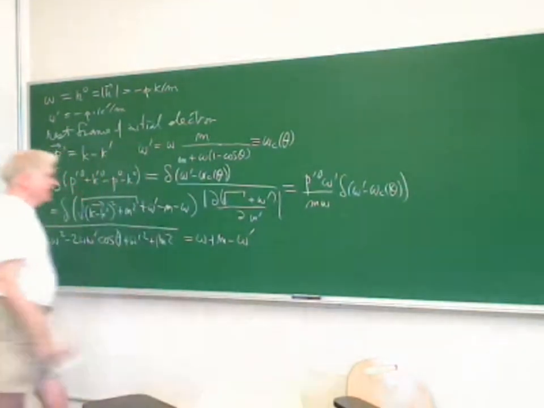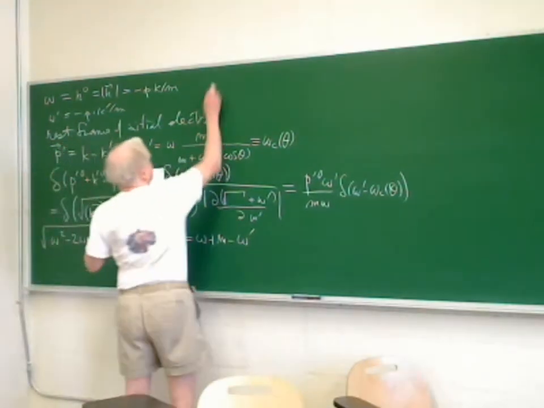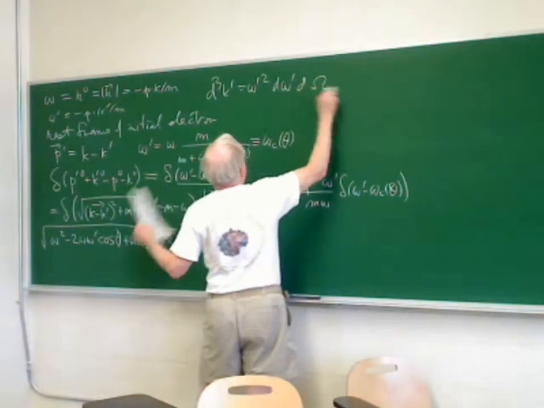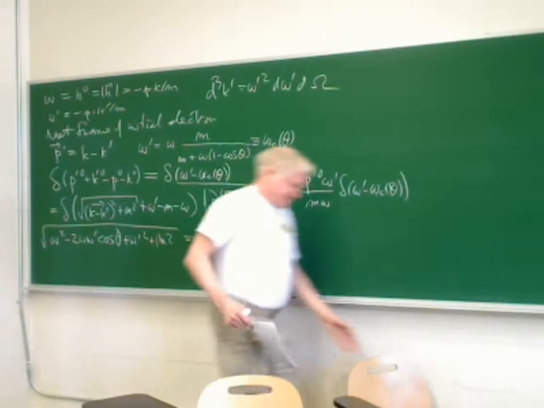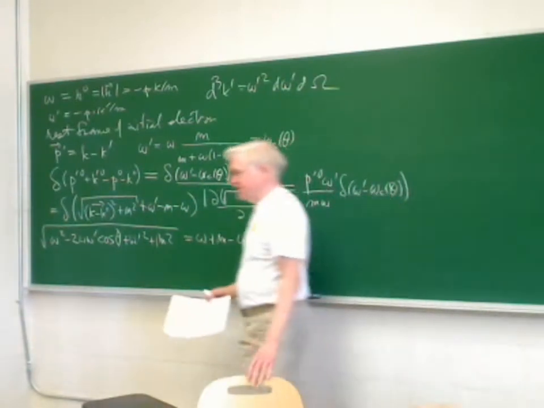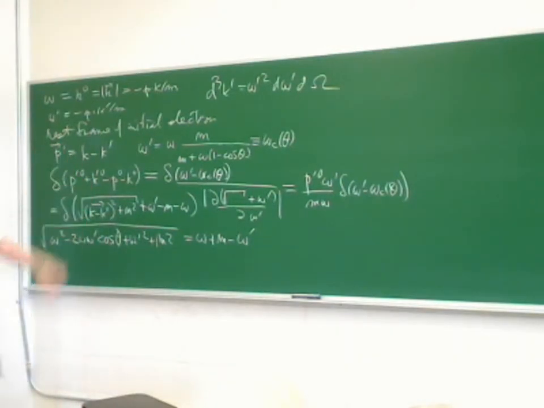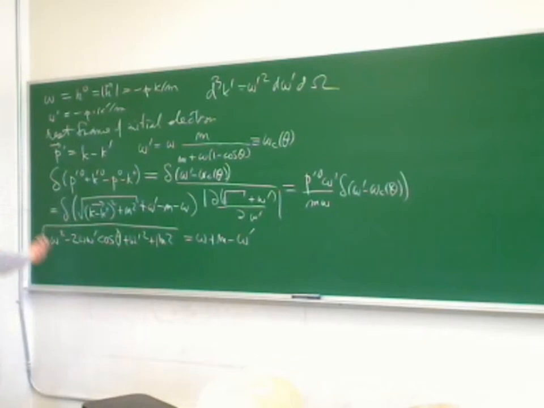So that's the sort of tricky part of the final state integration. And of course, the d^3k prime can be written as omega prime squared d omega prime d omega. Things like this are much easier in natural units. You remember when we were dealing with light scattering, Rayleigh and Thomson scattering, I had to multiply by h bar c and divide by h bar c to get the units right. In natural units, you can just slide along with these h bars and c's of 1. So it's a real advantage to use natural units.